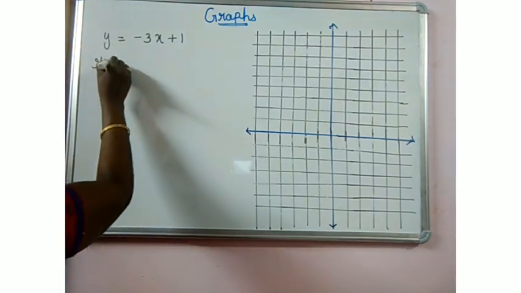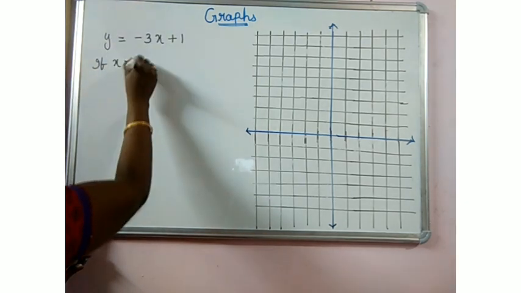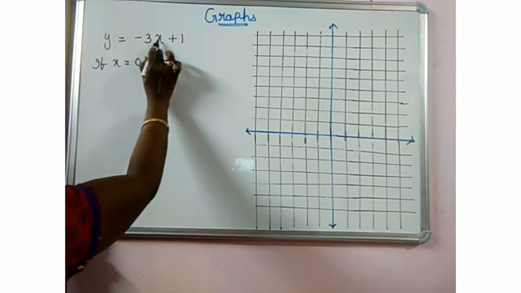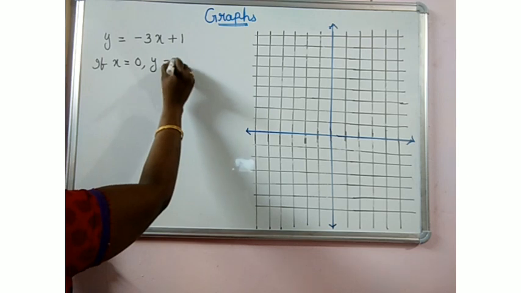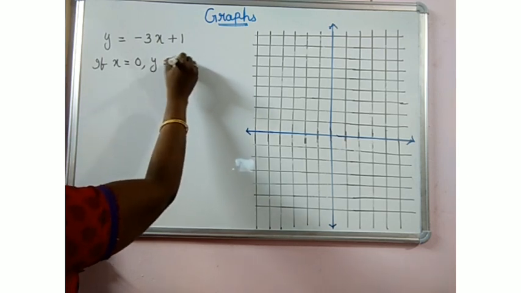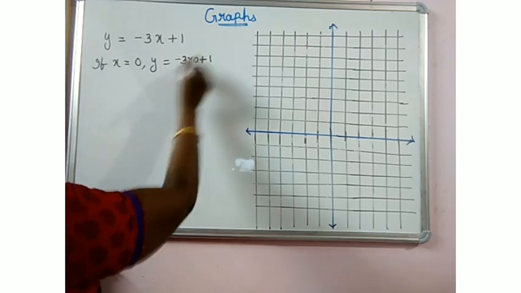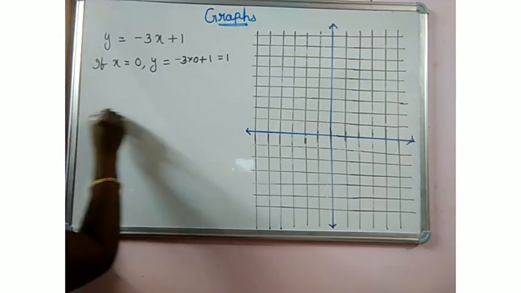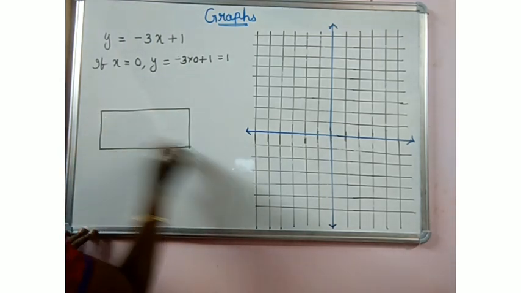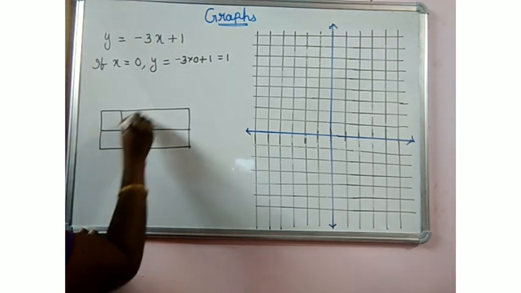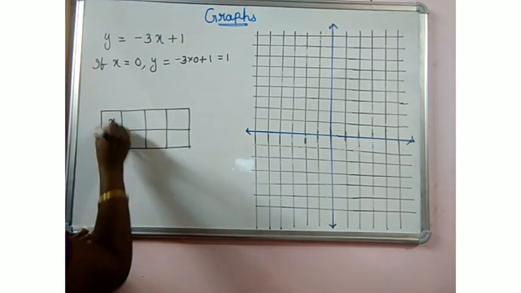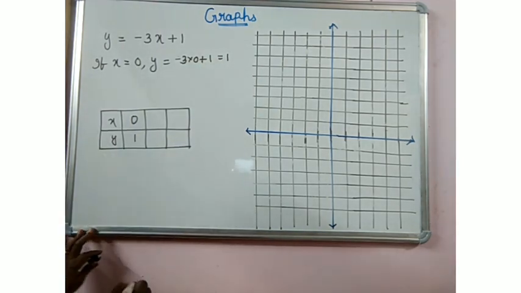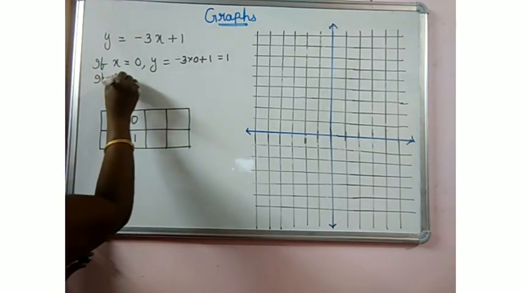If x is 0, y equal to minus 3 into 0 plus 1. Minus 3 into 0 is 0, plus 1 is 1. So we have to make a table for better understanding. x, y. When x is 0, y equal to 1. Yes or no?